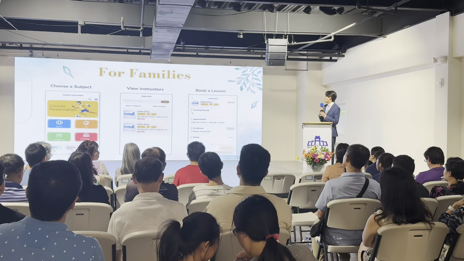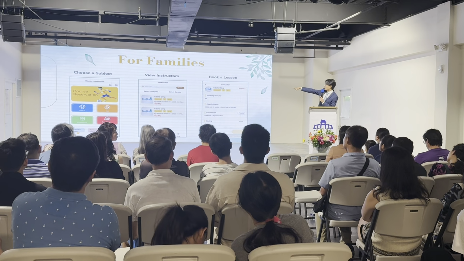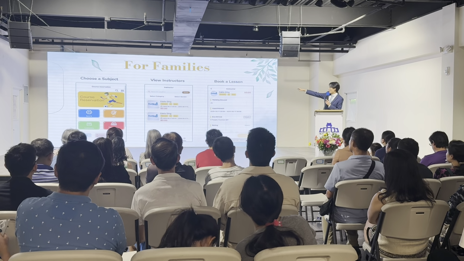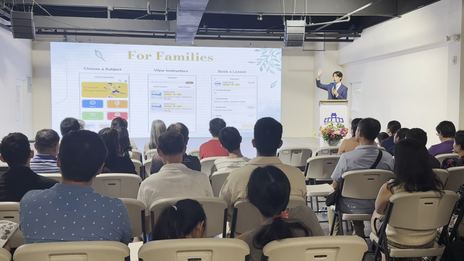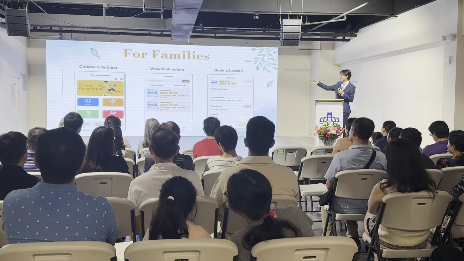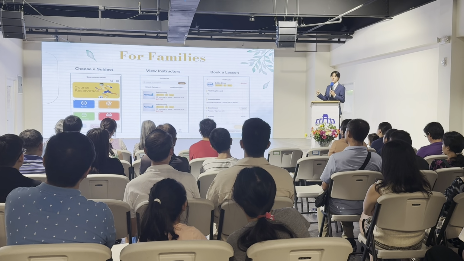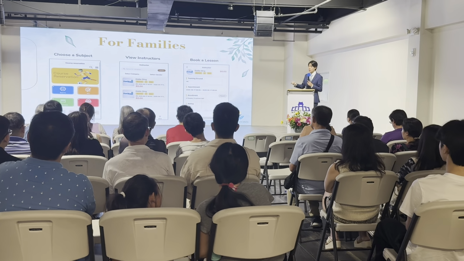For families, they have to create an account, and then after they create their account, they're going to be sent to the page on your far right. On that page, you can see all the subjects that we offer. These are like the overarching categories: sports, arts, and academics. Once they click onto that, they're going to be given an option to choose subcategories, meaning like under sports, there's going to be like soccer, tennis, basketball, etc.